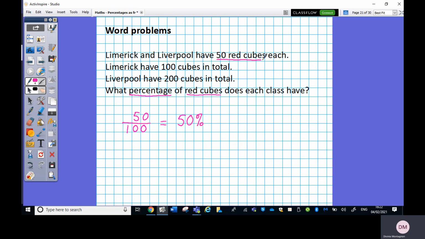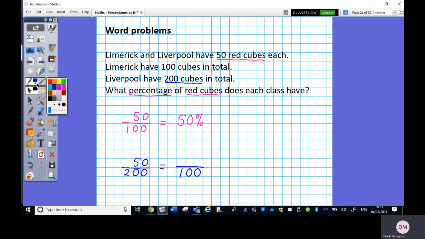Next, we know that they both have 50 red cubes. How many cubes does Liverpool have in total? Good, 200. So we're going to write that as our denominator. And how many red cubes do they have? 50. Now, can we just write that as a percentage? Why? Good, because our denominator isn't 100. So what do we need to do now? Tell me. Yeah, we need to find an equivalent fraction to 100.